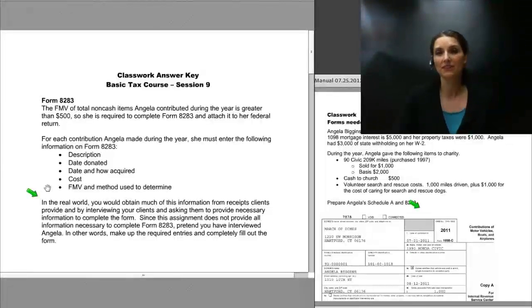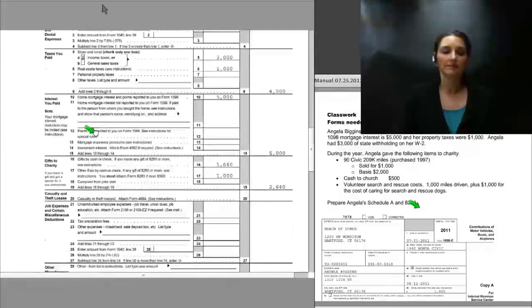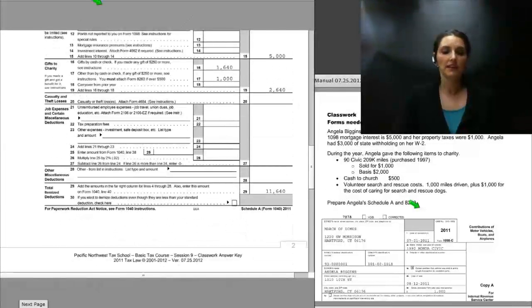But we didn't really provide you this information for Angela, so whatever you decided to enter there is fine. You can just make it up and enter it, and ultimately, that's what we did. I'm going to move down to the 8283 first, and you can see what we did.